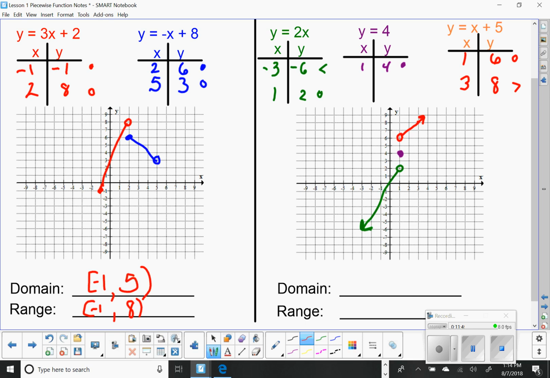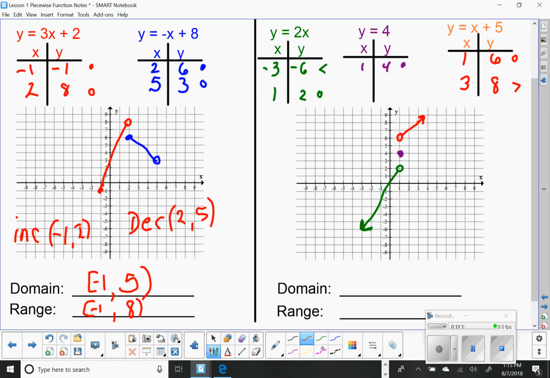The red section is increasing. This is something else you might be asked. Increasing is from -1 to 2. The graph is decreasing from 2 to 5. It's over what values of x is the slope going up or down.